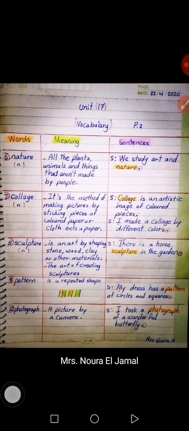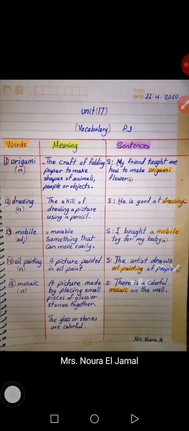Number 10, photograph. What's the meaning of photograph? A picture made by a camera. The sentence, I took a photograph of a wonderful butterfly. Now let's move to the last part of the words. Number 11, origami. Origami is a noun.